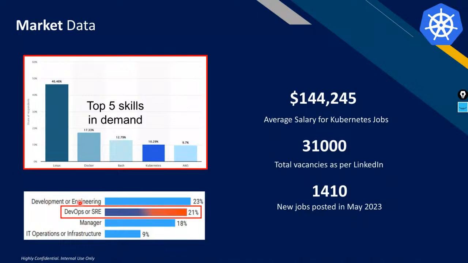And if you see a developer or an engineer, a development engineer or a software engineer, has a market demand of 23%. Next comes DevOps or SRE at 21%. If you are an IT manager, you are in demand for 18%. If you are an IT operations or infrastructure person, your demand is 9%. Okay, so these are the various statistics. Average salary for Kubernetes jobs.